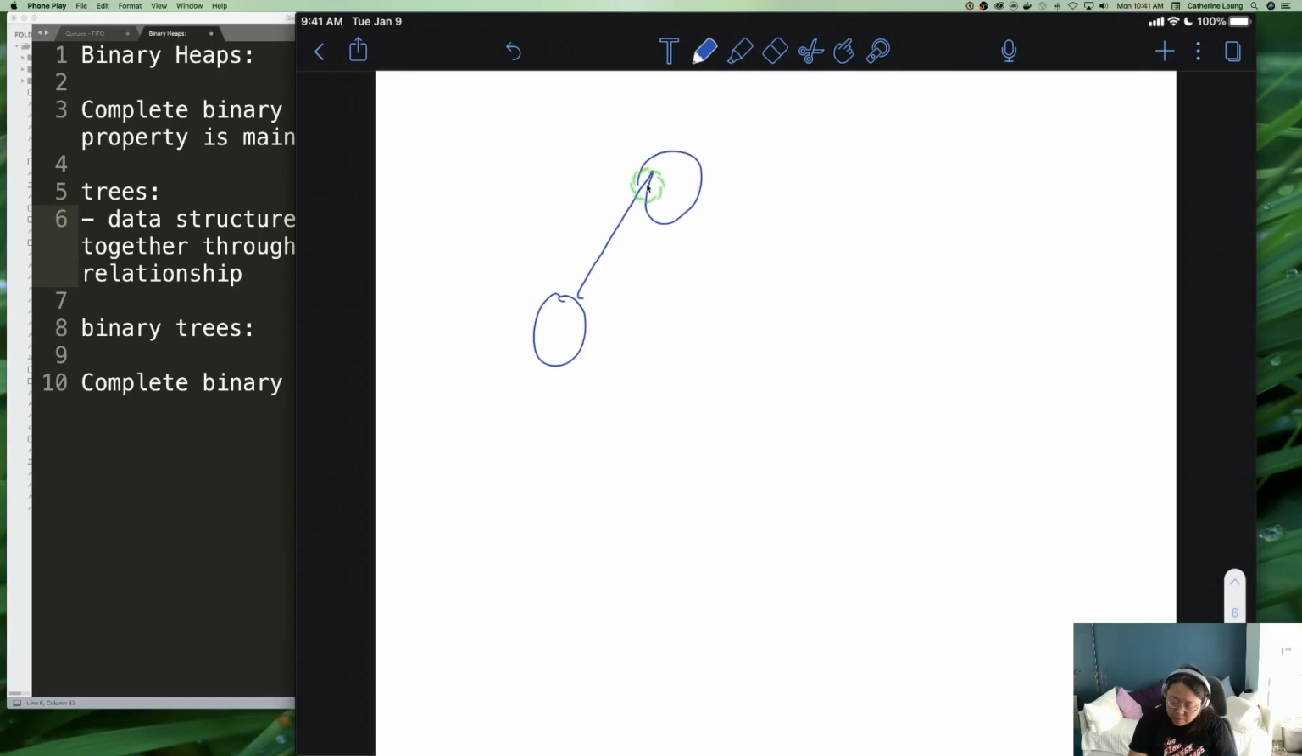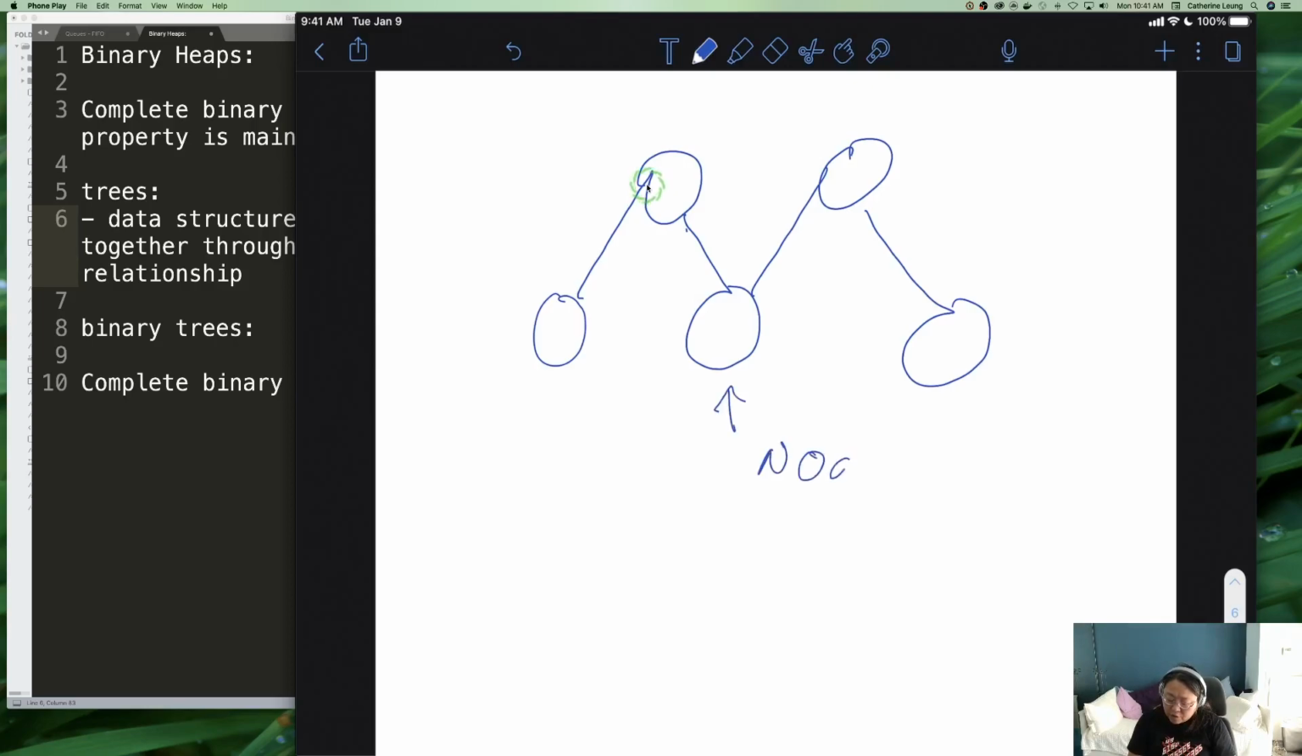This is also not a tree. There are no cycles here, but this is still not a tree because I have a node with two parents. Node with two parents, not a tree.